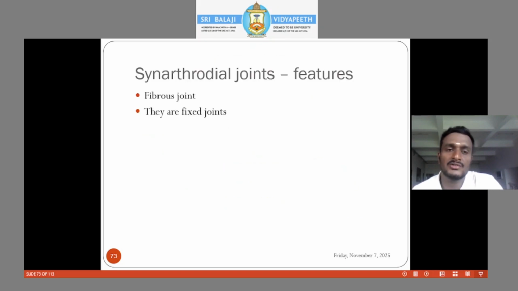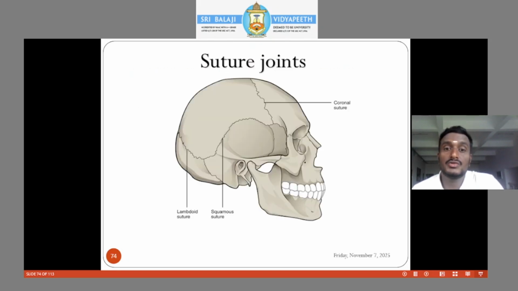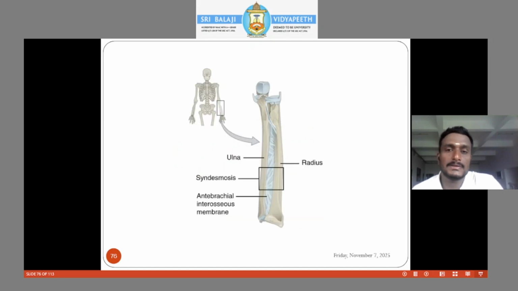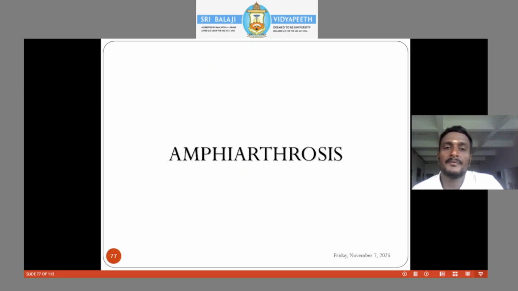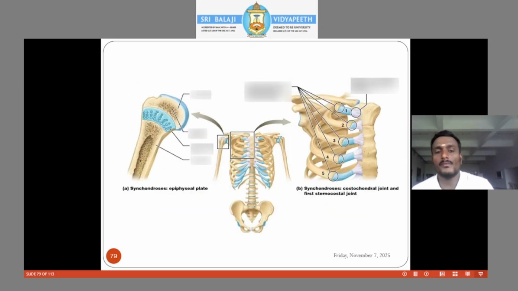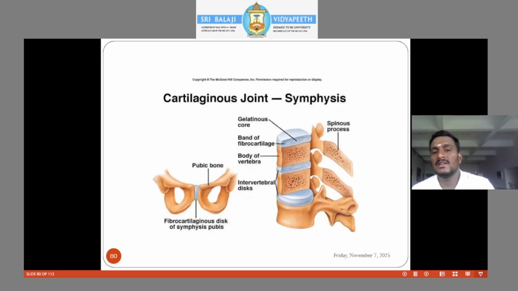Coming to the synarthrodial joints, these are the features. Fibrous joints are fixed joints. Suture joints are an example: the coronal suture, the squamous suture, and the lambdoid suture. Gomphosis, a very good example being your teeth. Syndesmosis: the interosseous membrane, the radioulnar joints. Amphiarthrodial joints: the primary cartilaginous, synchondrosis, and the secondary cartilaginous, symphysis. Rib joints are examples of that.